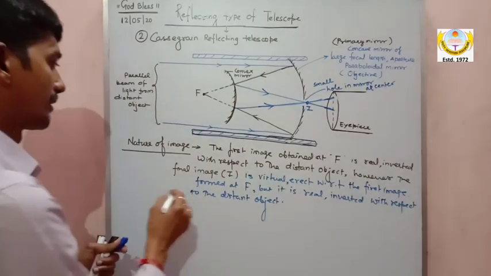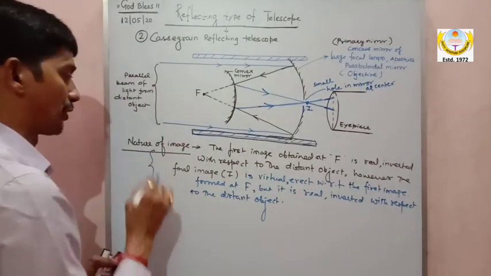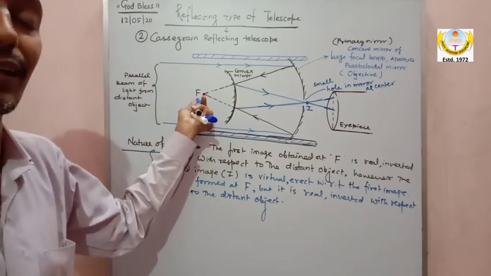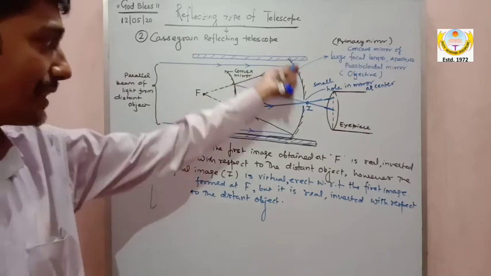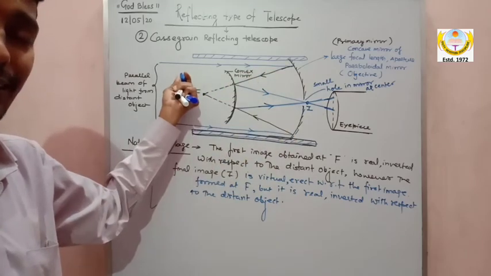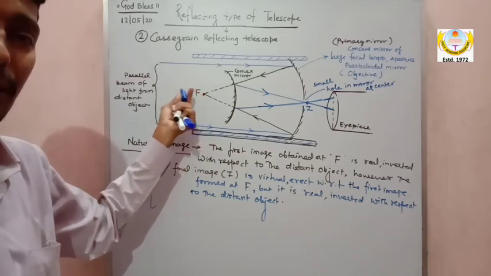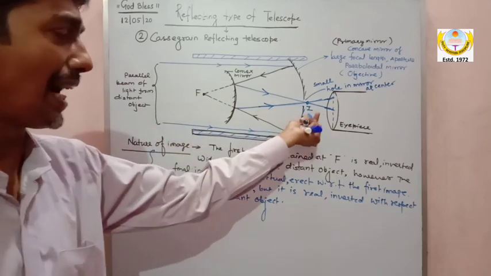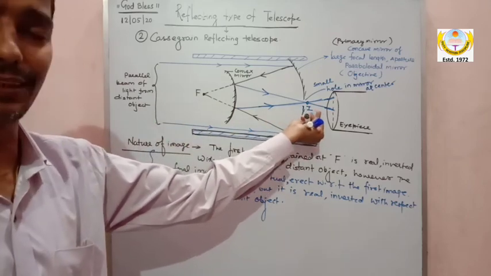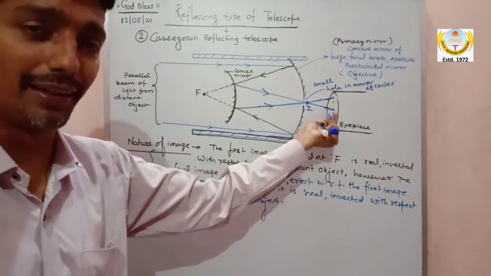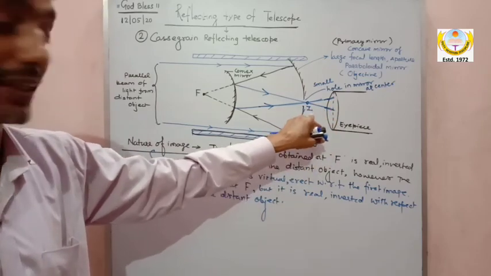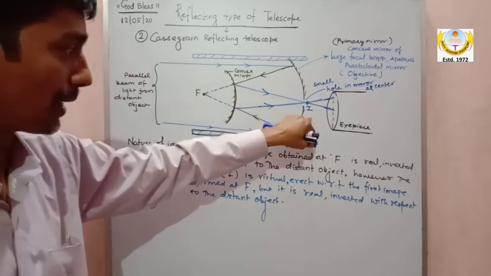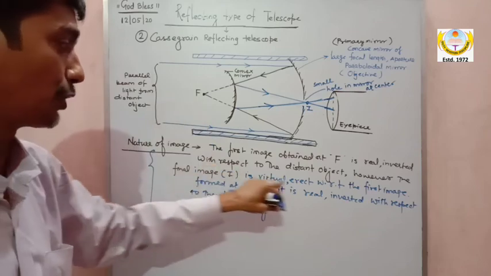So take care, my dear, this is a very crucial line I have written here, nature of the image. The first image which is obtained at F is real inverted. If the image is real inverted at F, it means the image forms on the same side of the object. But my dear, the final image I, which is formed here, just near the hole of the paraboloidal concave mirror, is virtual erect with respect to the first image.